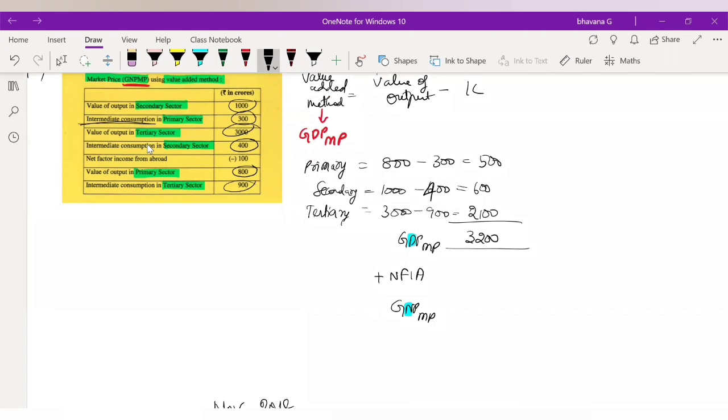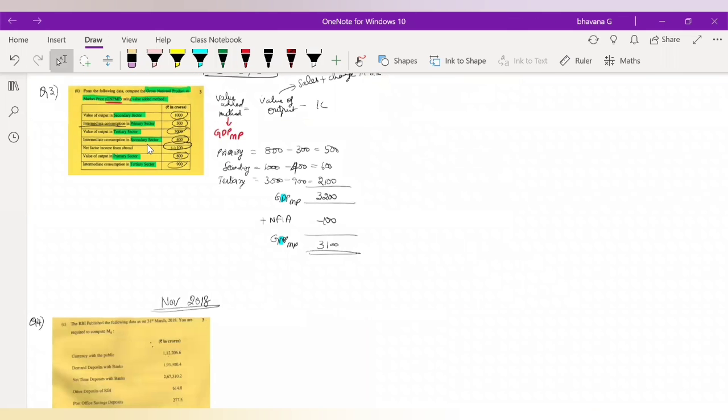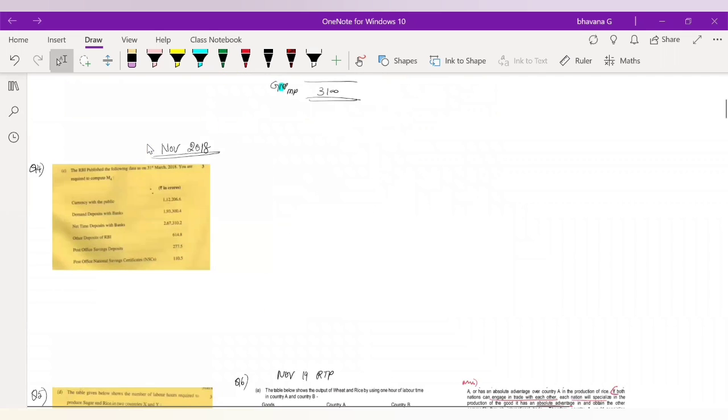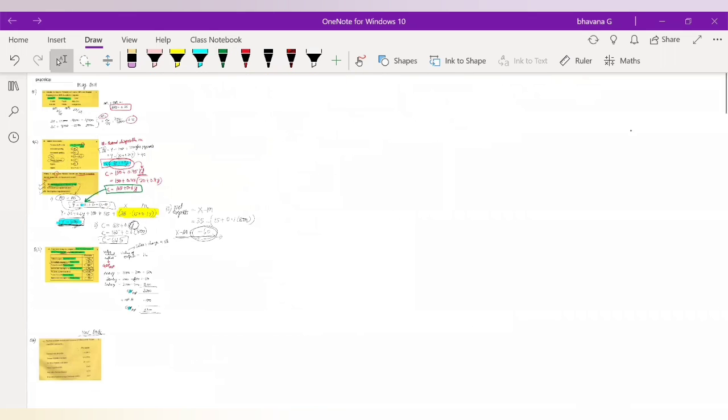In the question, they have given you NFIA as minus 100. So you'll take it as minus 100. And then if you solve this, you will get a GNP MP of 3100. So this is your third question, the 3-mark question which was asked in the exam. Quite an easy question only. Okay, so this was your May 2018 paper, guys.